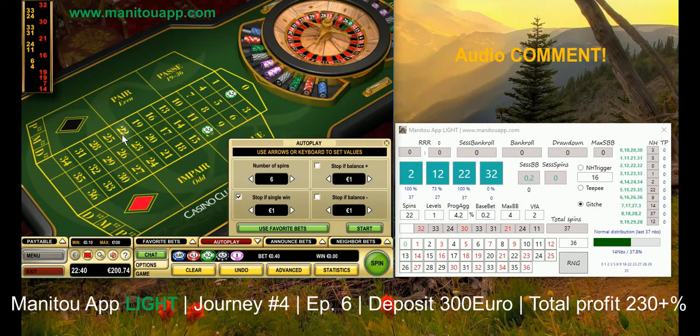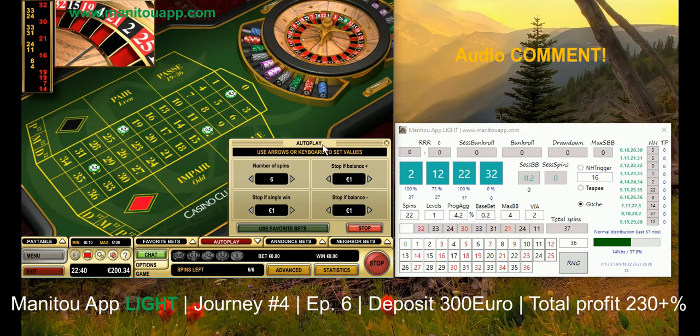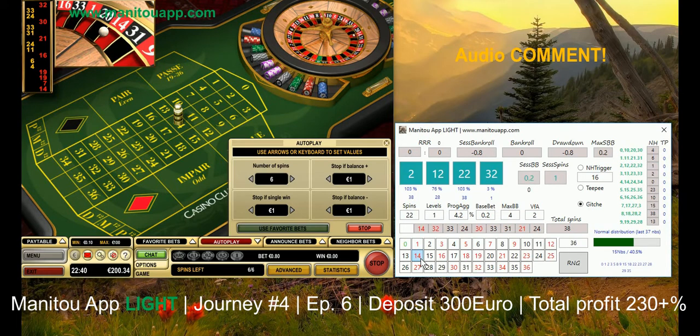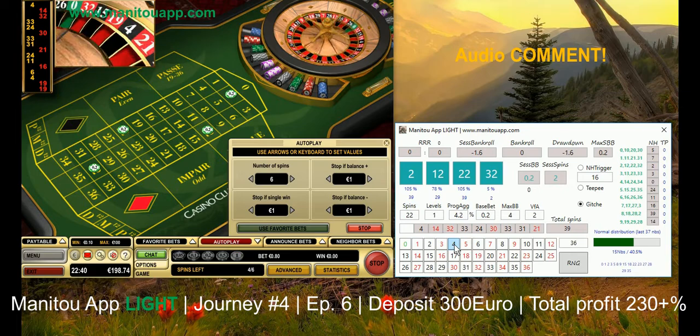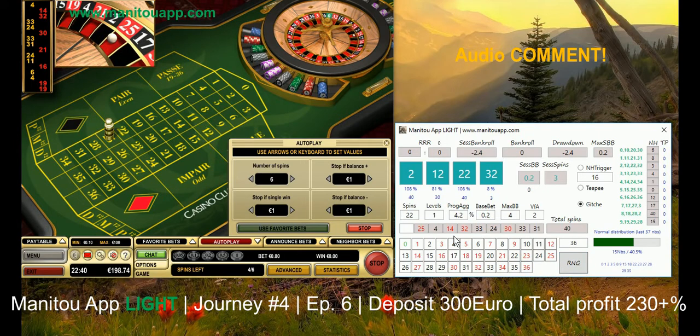Hi guys, so I'm playing another live session with my Manitou App LIGHT application. What I'm using is spins 22, one level, a little bit more aggressive progression 4.2%, and maximum base bet set to 4, and variance from average is not 1 but 2. And I'm using the algorithm glitch also for this Manitou App LIGHT.